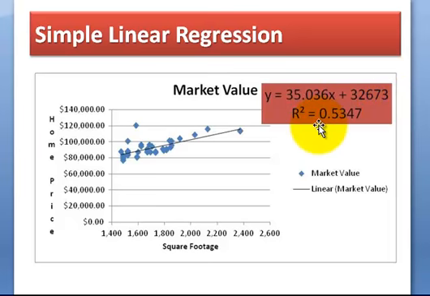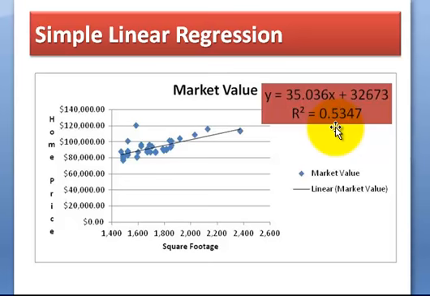Now it gave us this interesting little thing here too called an r squared, which we'll get into. It just says, well, how good a fit do we have? Anytime you ask Excel to fit a line, Excel is going to give you the best fitting line. It doesn't mean the best fitting line is a good fit. So for now, the closer to 1 this r squared is, the better the relationship. The closer to 0, the worse the relationship.